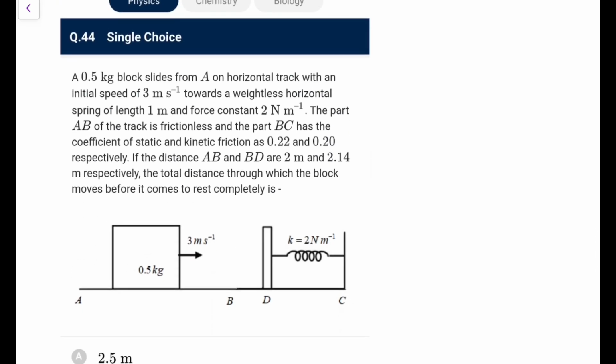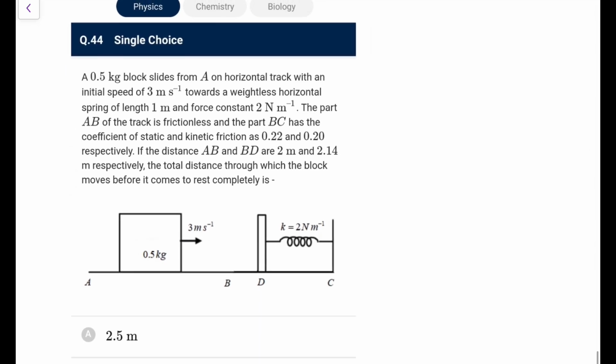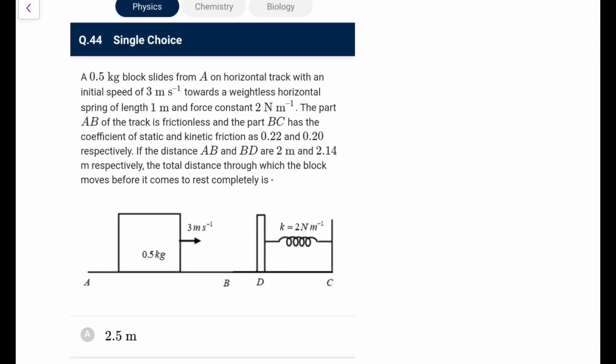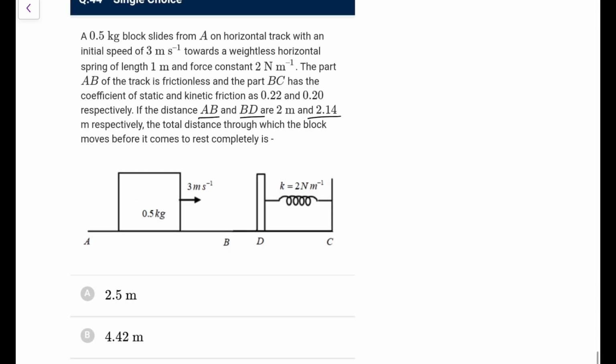A half kg block slides from A on a horizontal track with an initial speed of 3 towards a weightless horizontal spring of length 1 meter and force constant 2. The part AB is frictionless and the part BC has the friction coefficients, kinetic and static, given. If AB and BD are 2 meters and 2.14 meters, find the total distance through which the block moves when it comes to rest.